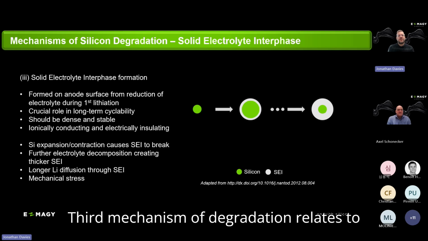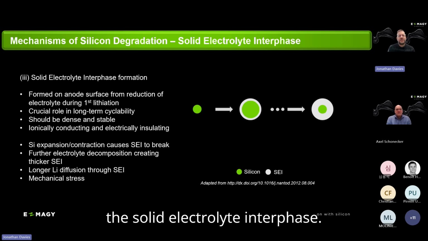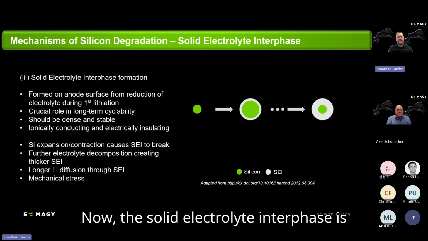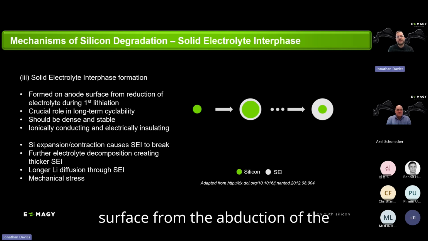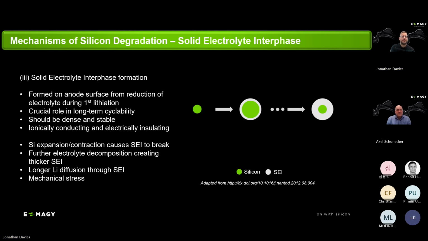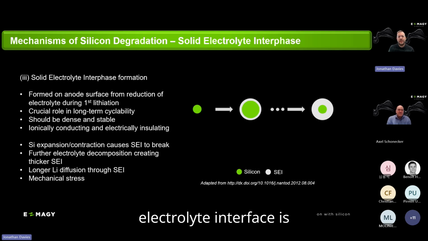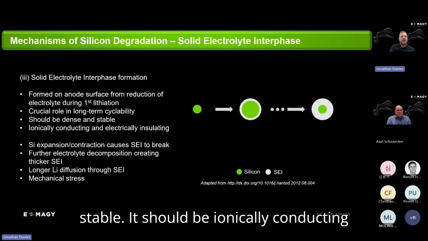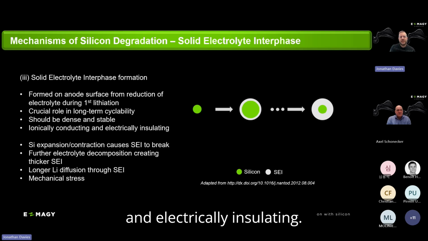Third mechanism, degradation, relates to the solid electrolyte interface. Now, the solid electrolyte interface is a layer that's formed on the anode surface from the reduction of the electrolyte during the first lithiation. A stable solid electrolyte interface is crucial to having long-term cyclability, and it should be dense and stable. It should be ionically conducting and electrically insulating.